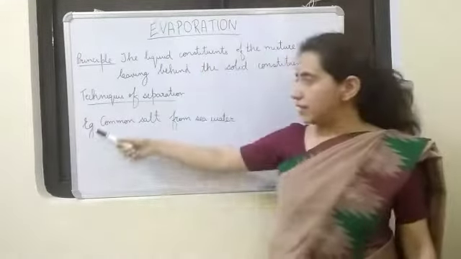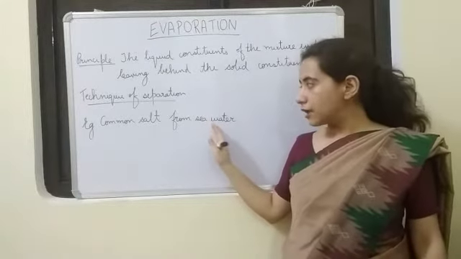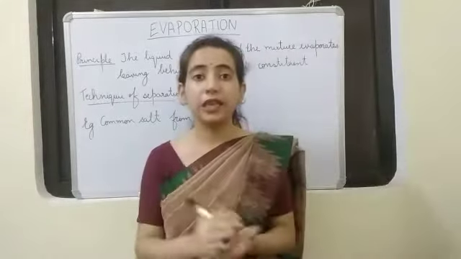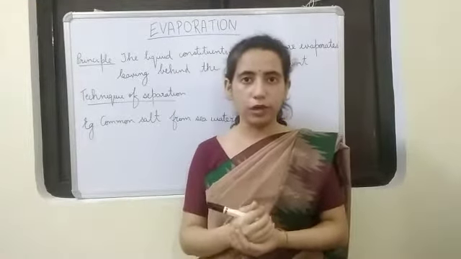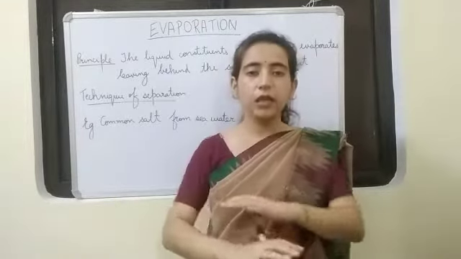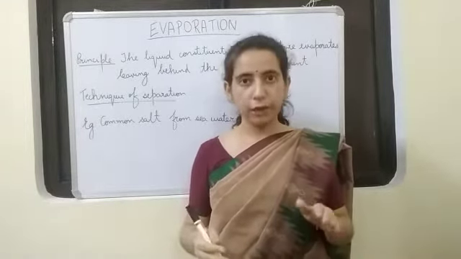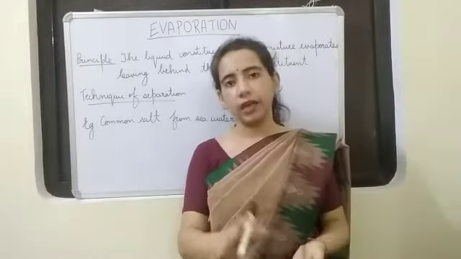Then the example, the same I was telling you, common salt from seawater. This actually is used on a large scale to obtain common salt. You know, common salt is there in seawater only. From there only we get common salt. So we are going to collect that water and keep it in a shallow pond. Okay, and the water will evaporate, leaving behind the salt at the end.